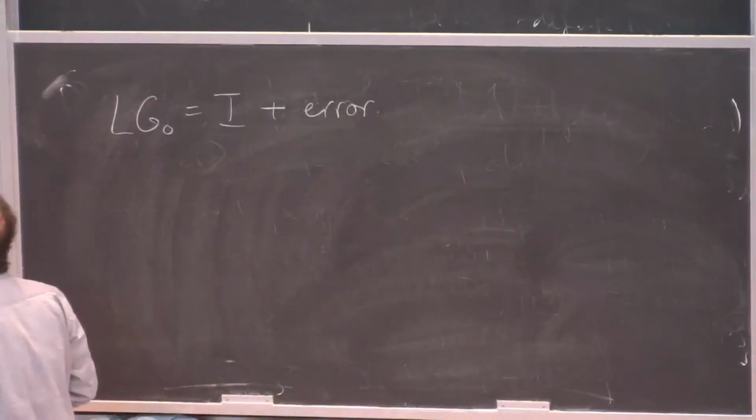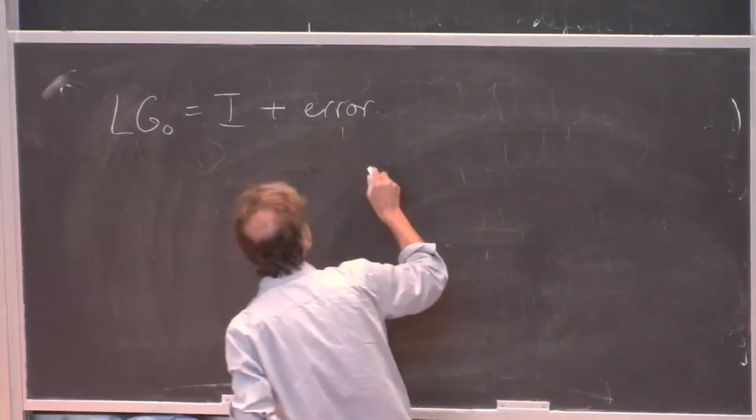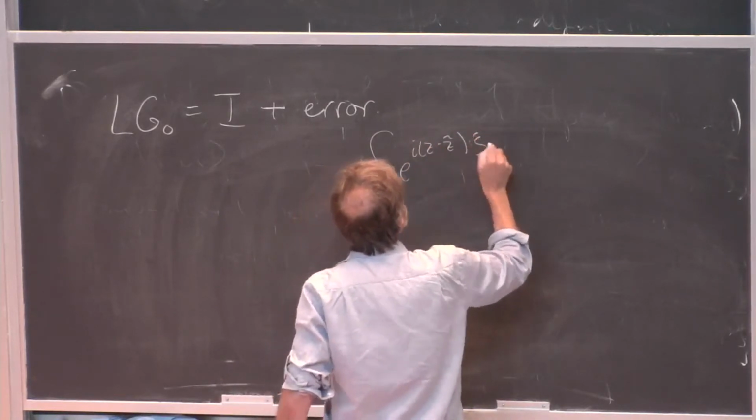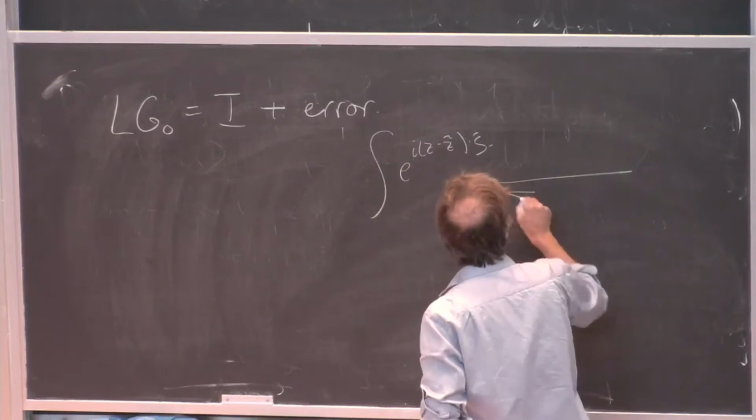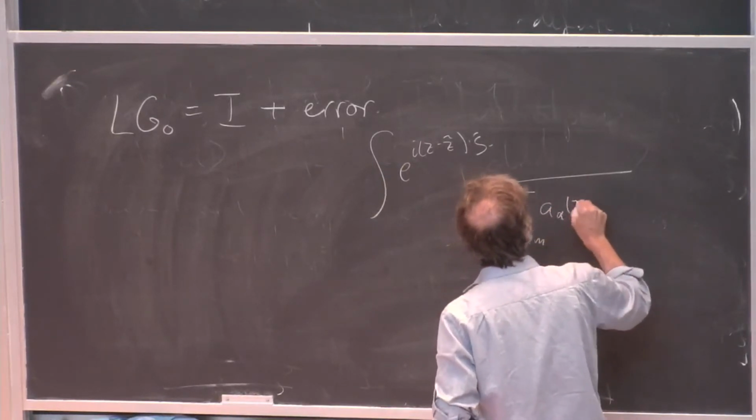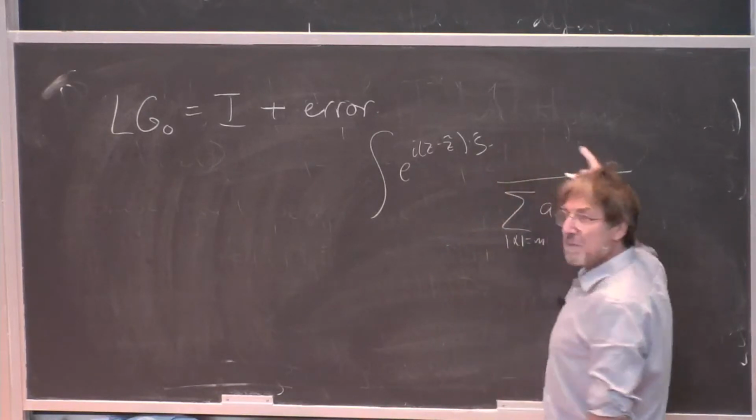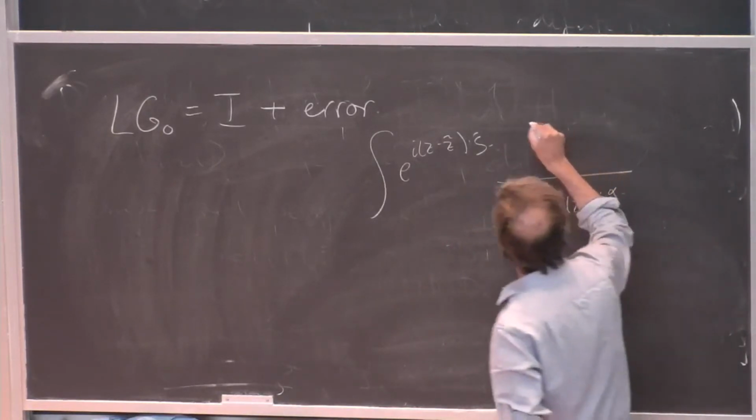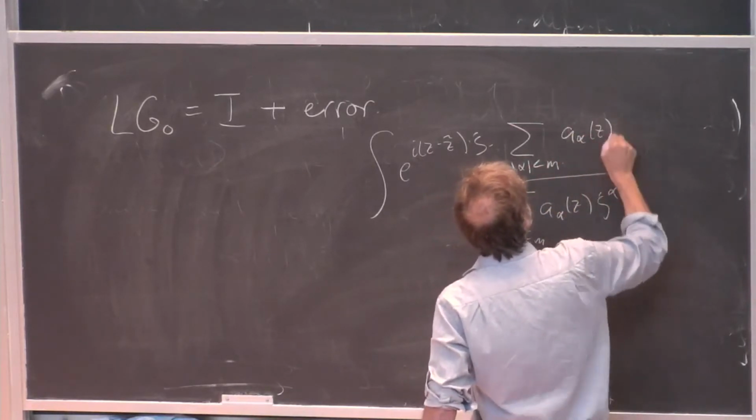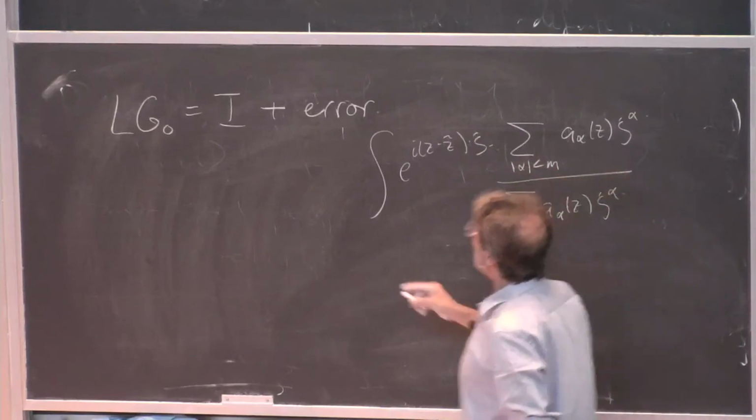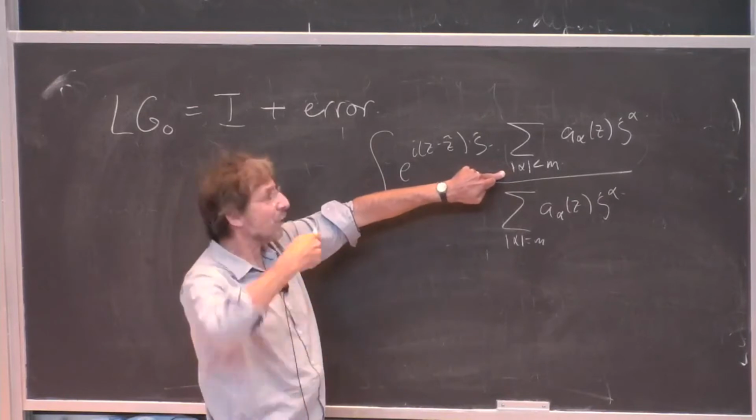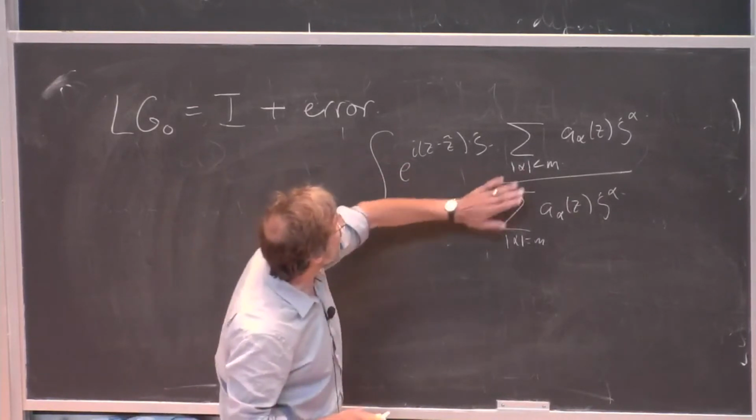And roughly speaking, the error term is going to have things in it like this. So this is going to include, for example, e to the i (z minus z tilde) times zeta. Now I'm going to have this 1 over the sum over mod alpha equal to m of a alpha of z, zeta to the alpha. And up here, I'm going to have all the subleading parts: mod alpha less than m, a alpha of z, zeta to the alpha, right? So the identity was when I took the leading part. I just have the inverse Fourier transform, but I have all the subleading parts here.